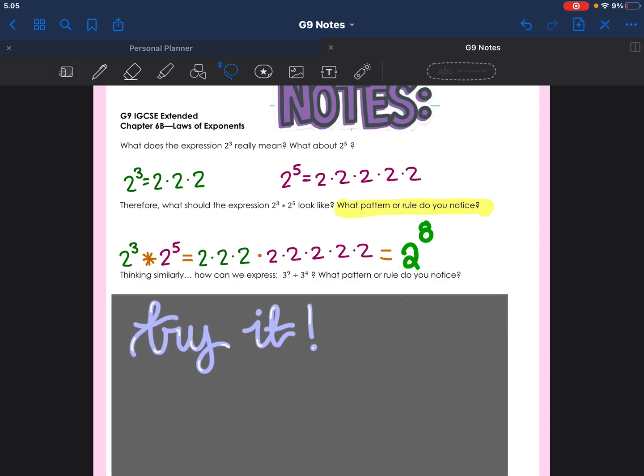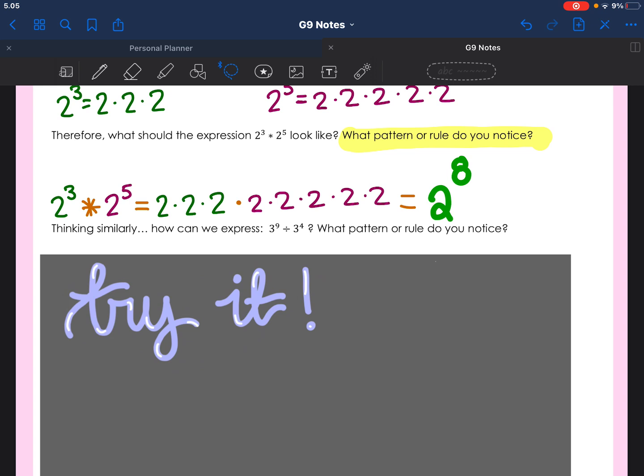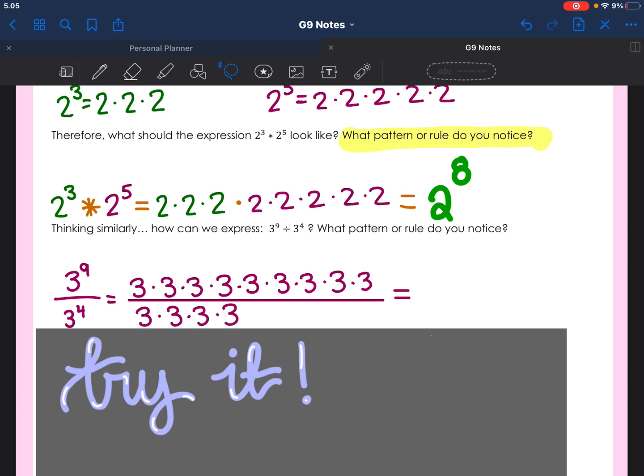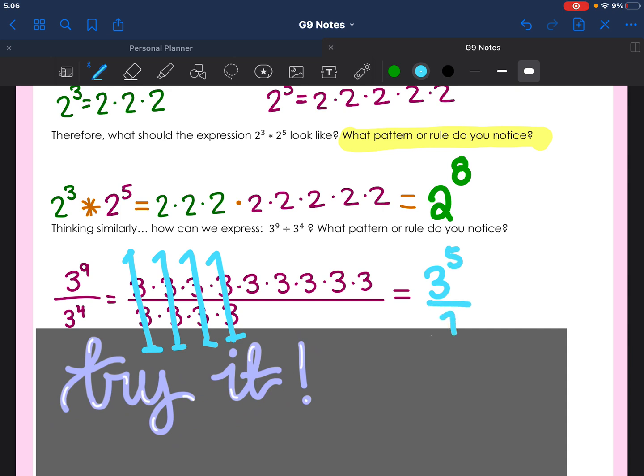What if I say 3 to the power of 9 divided by 3 to the power of 4? What's the pattern? You should lay it out like this as well. And this is my favorite part actually about exponents. I just slash it out because 3 divided by 3 is 1. Sometimes I do this, and then that equals 1, that equals 1. So we're left with 3 times 3 times 3 times 3 times 3. There are 5 3's up there, and then on the bottom is 1, but I'm not going to write that. So 3 to the power of 5.